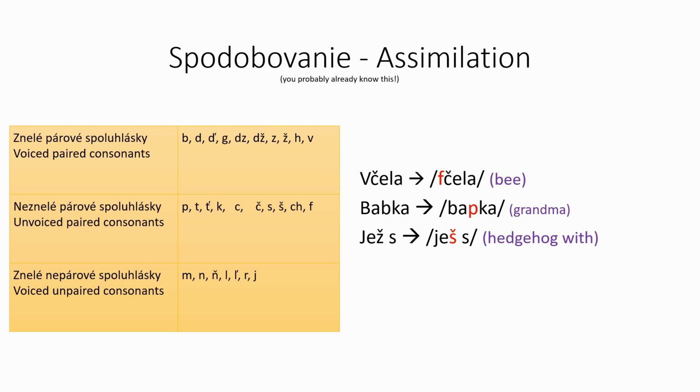So question, which sound will be assimilating? How do you know which sound will be changed? Simply said, always the first one. So that's the second rule of assimilation. The first sound will always change to match the second sound.